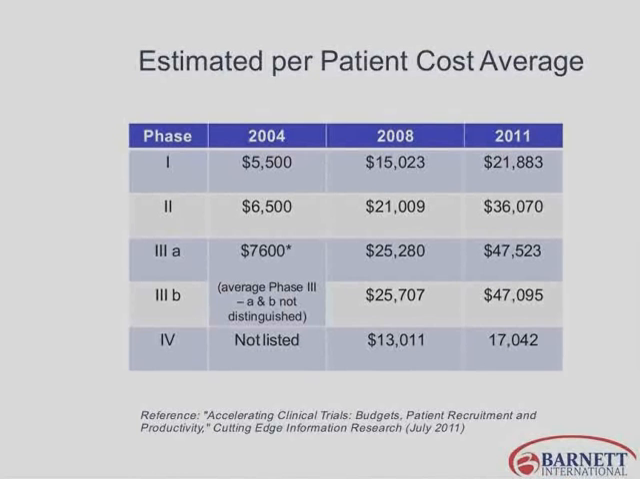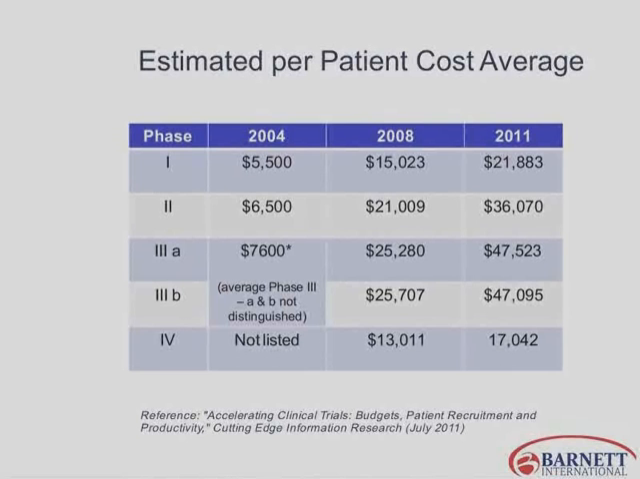In phase one, you'll see the difference. In 2004, it was $5,500 per patient, and then in 2011, it's almost $22,000. I've worked on some phase one studies that are pretty amazing in terms of what it costs to get that phase one study completed. For phase two, in 2004, $6,500, went in 2008 to $21,000, and then 2011, a little over $36,000.